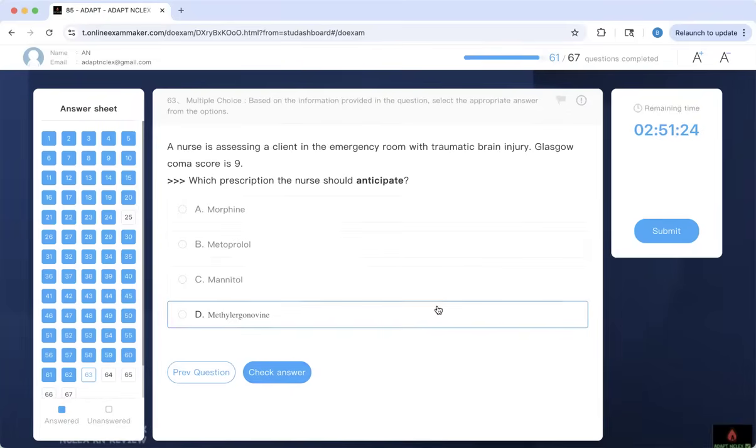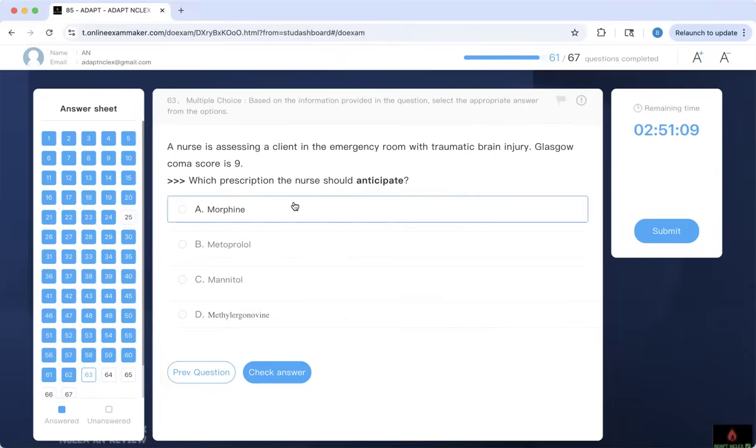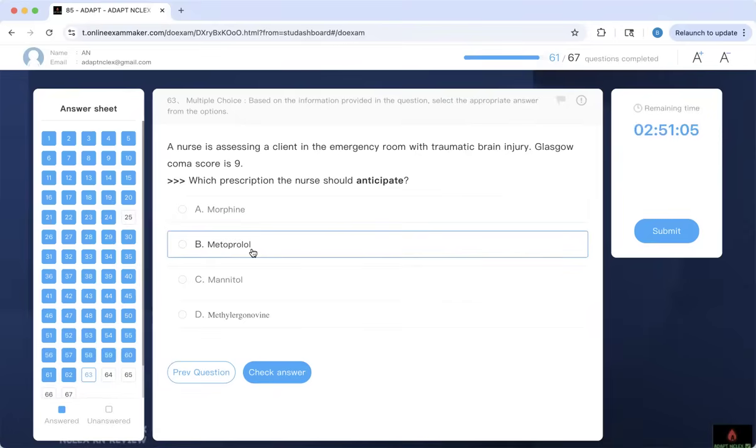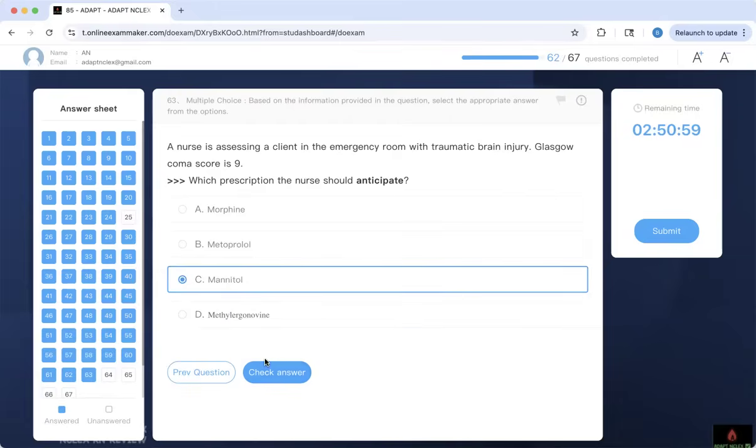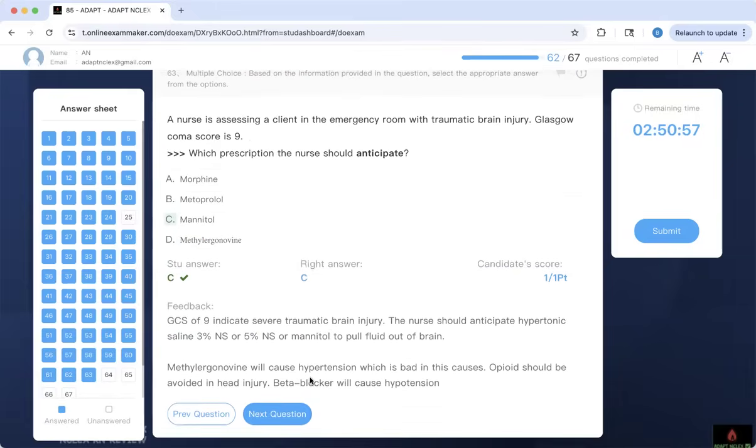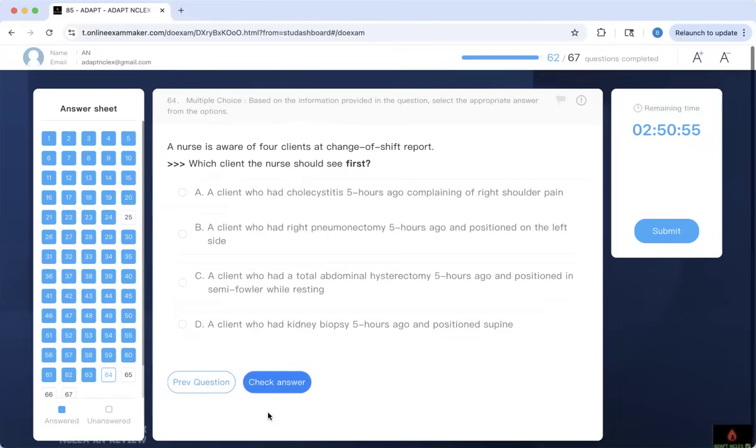63. A nurse is assessing a client in the emergency room with what? Traumatic brain injury with GCS of 9. Which prescription should the nurse anticipate? Bad head injury. Lower the ICP. Which of them lowers the ICP? It's not morphine, it's going to depress the central nervous system. Metoprolol will lower the blood pressure. Another option will worsen the condition. Give them mannitol, and that would lower the intracranial pressure and help with that.